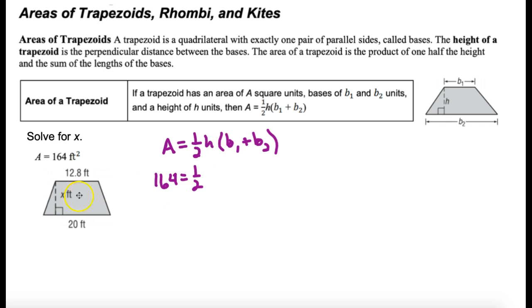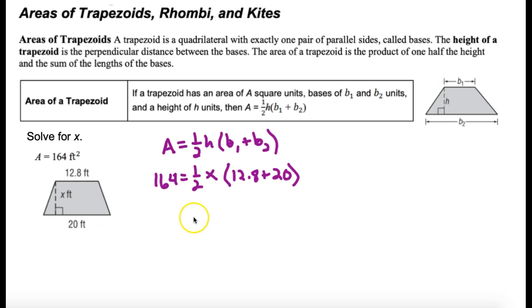I don't know the height. The height is my x. But then I know both bases. Both bases are 12.8 and 20. Okay, so this is how I would set up this problem.